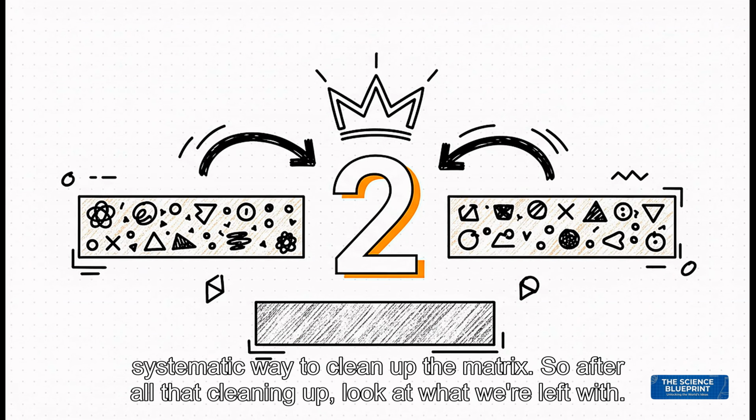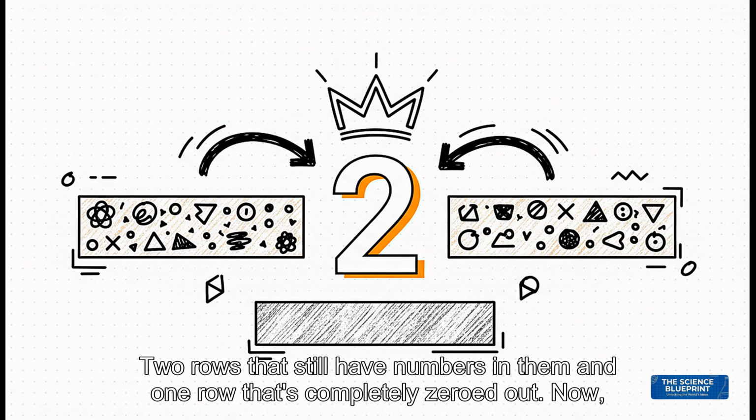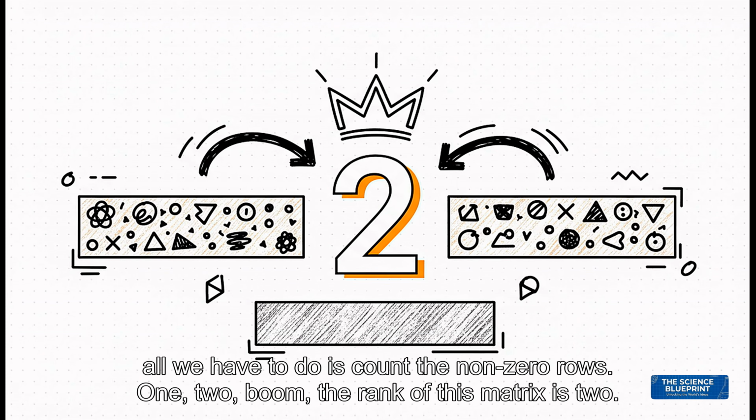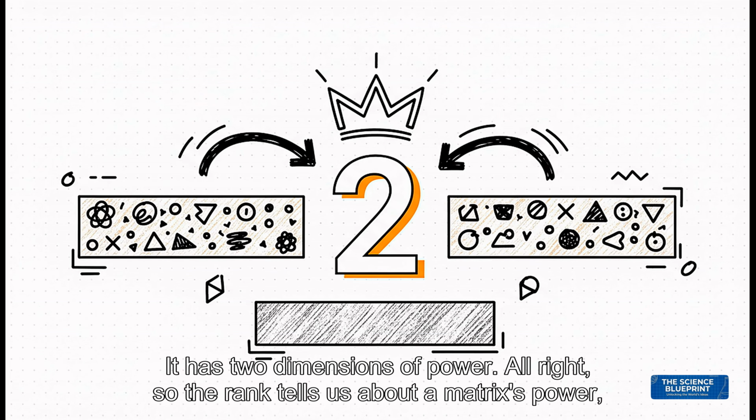So, after all that cleaning up, look at what we're left with. 2 rows that still have numbers in them, and 1 row that's completely zeroed out. Now, all we have to do is count the non-zero rows. 1, 2. Boom! The rank of this matrix is 2. It has 2 dimensions of power.